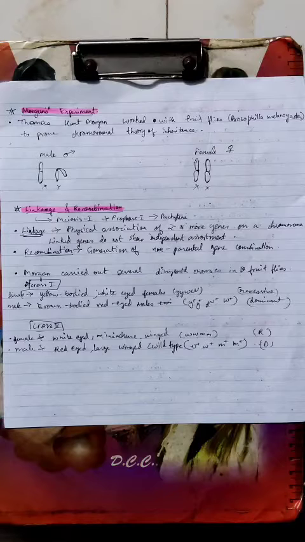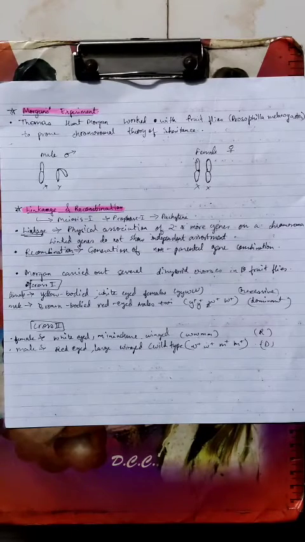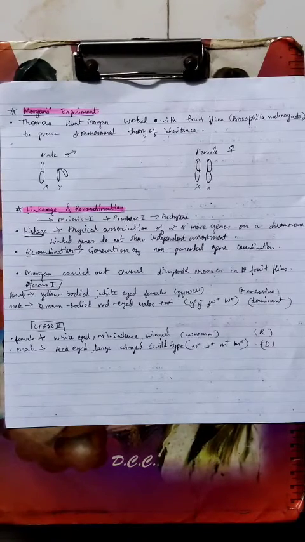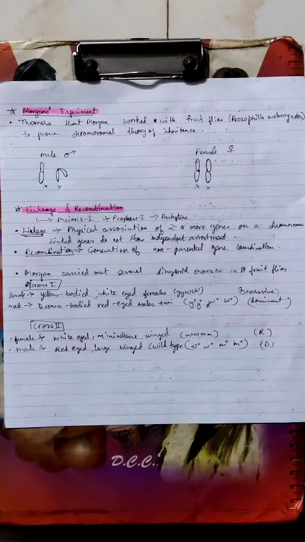Linkage and recombination. Linkage is the physical association of two or more genes on a chromosome. Linked genes do not show independent assortment, whereas recombination is the generation of non-parental gene combinations. Morgan carried out several dihybrid crosses in Drosophila to study sex-linked genes.